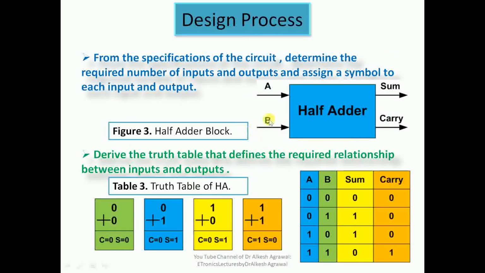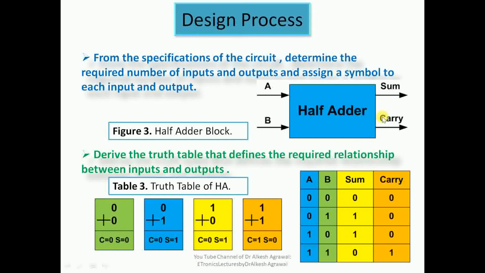So now let us discuss the design process of a half adder. Here, in general, a design process is described. The first step is, from the specification of the circuit, we have to determine the required number of inputs and outputs, and then assign a symbol to each input and output.